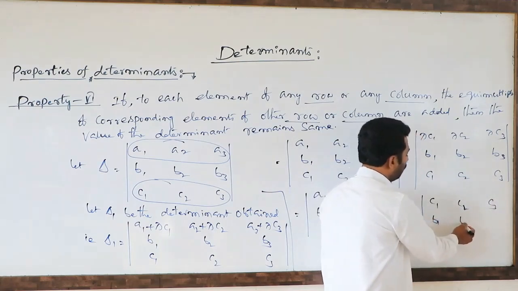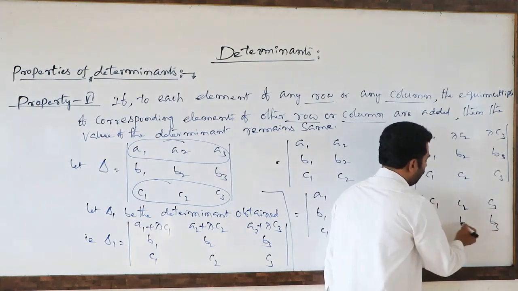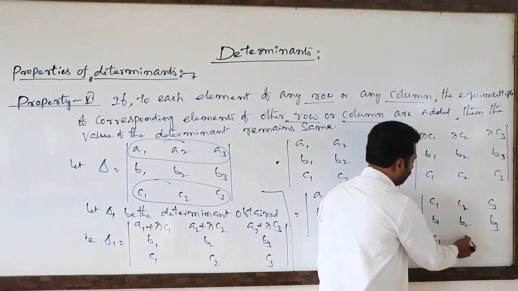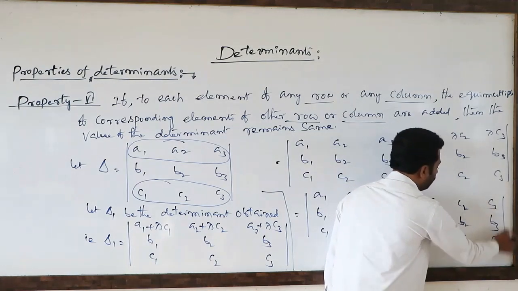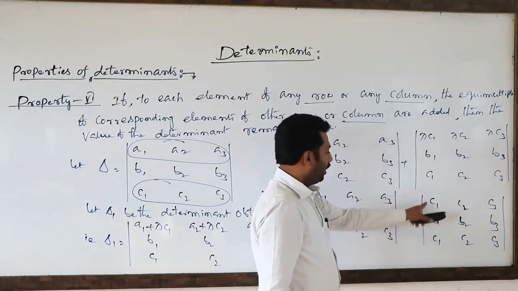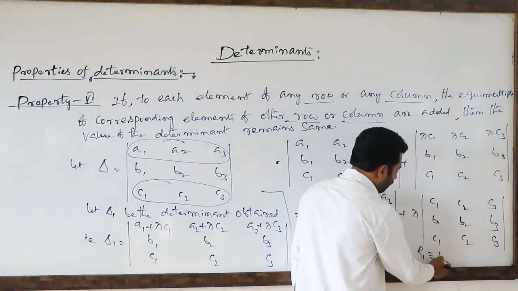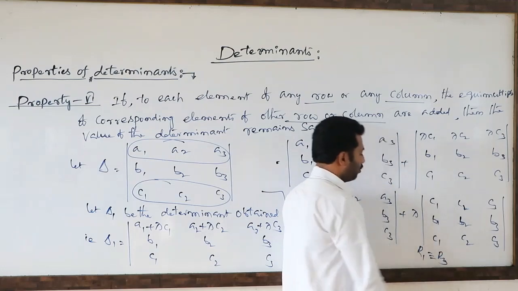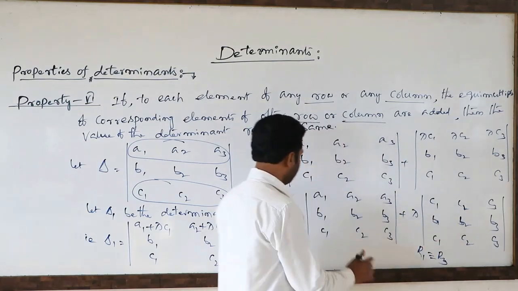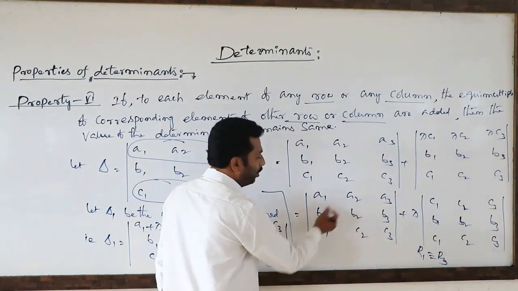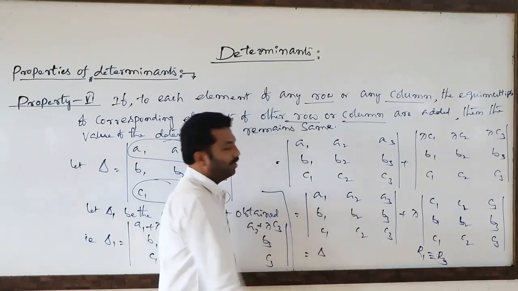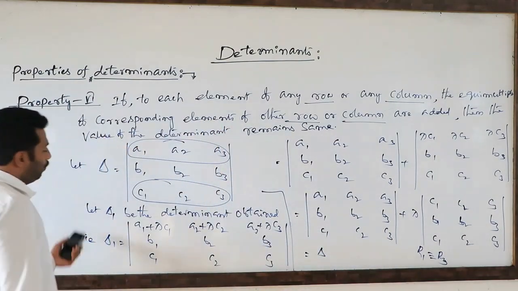Next B1, B2, B3, C1, C2, C3. So clearly R1 and R3 are identical. R1 is identical to R3, so this total determinant will be 0. Again, what did we get? Only this determinant, delta.